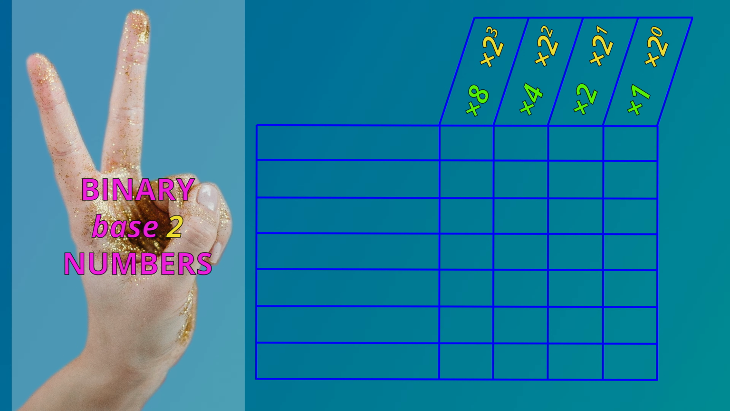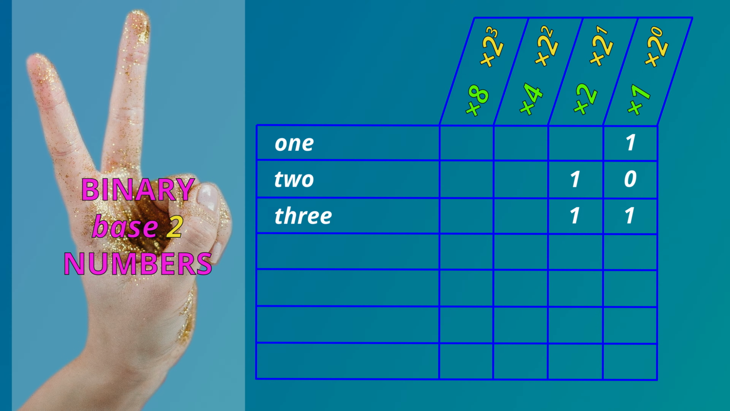Let's do some examples. The number 1 in ordinary or decimal numbers is only a 1 in the multiplied by 1 column. In binary, we say 1. The number 2 in ordinary or decimal numbers is only a 1 in the multiplied by 2 column, followed by a 0 in the multiplied by 1 column. In binary, we say 1, 0.